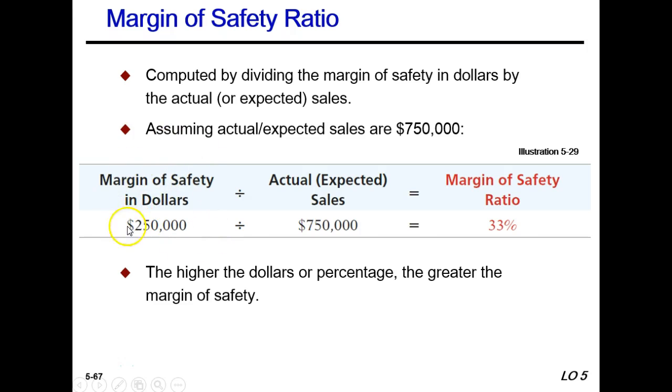We can take our margin of safety, 250, divided by our sales to give us our margin of safety ratio also.